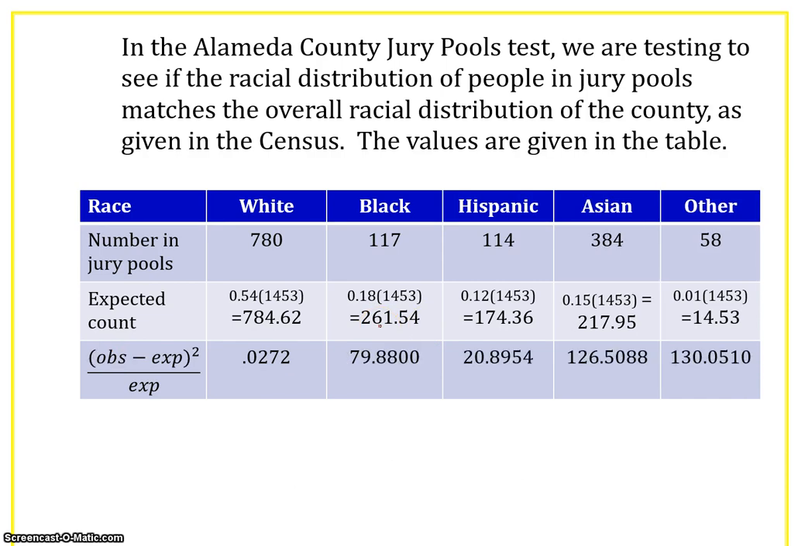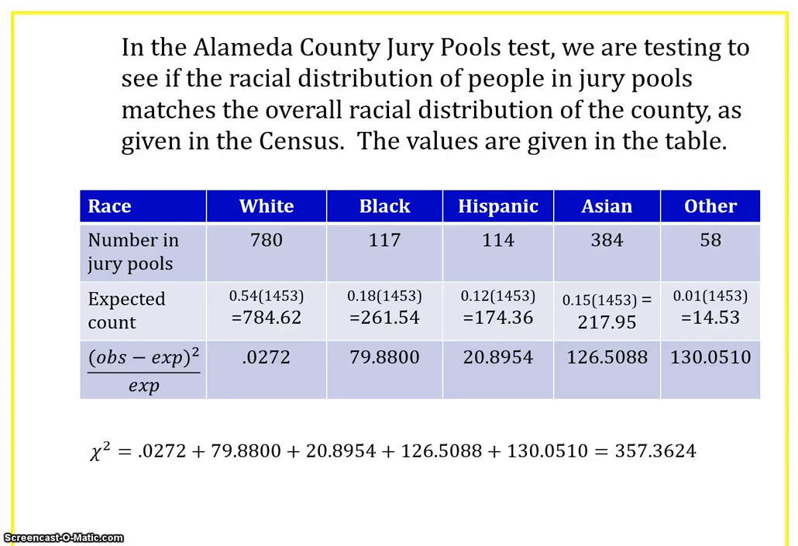And if I do that for each category, you can see I have a contribution to the chi-square test statistic for each of the categories. And if you're not sure that you know how to calculate that contribution, why don't you go ahead, stop the video, and try one of them and make sure you come up with the same number. Now, once I have all the contributions from all the different categories, the chi-square test statistic just requires that I add those all up. So my chi-square test statistic is the sum of those contributions, and I get a value of 357.3624.